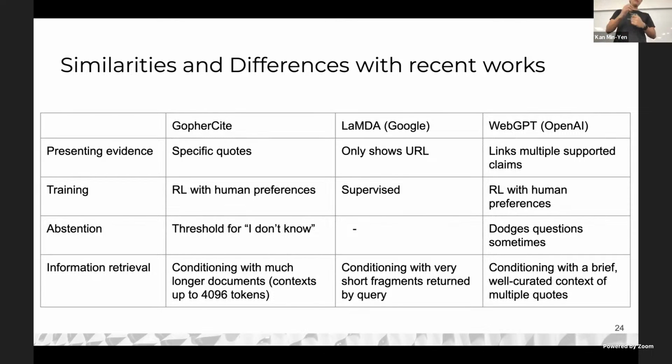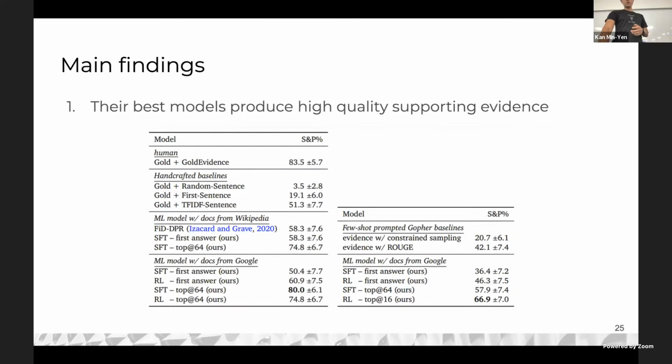In the sense of information retrieval, GopherCite is trained on much longer documents, while the related works are trained with shorter fragments and paragraphs. All right. So with all that, this is what they found. They scored very well, 80% on NQ and 67% on ELI5. This percentage is not only how accurate, but also plausible and supported.